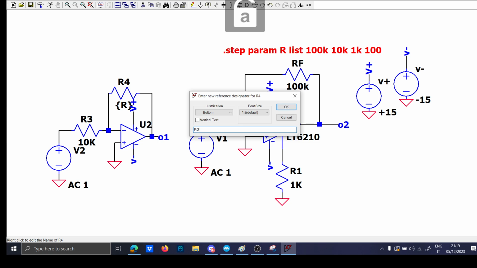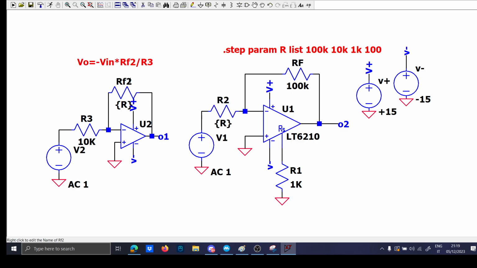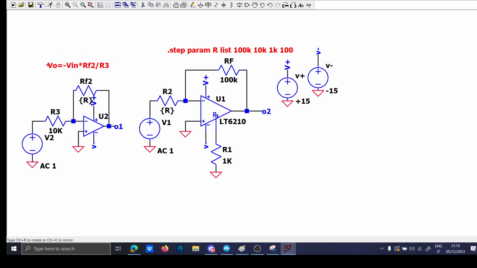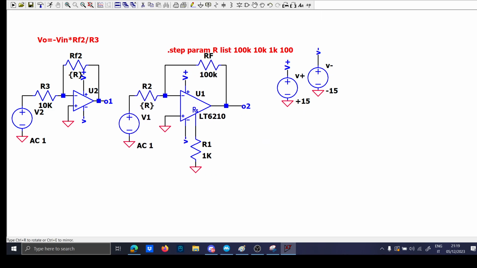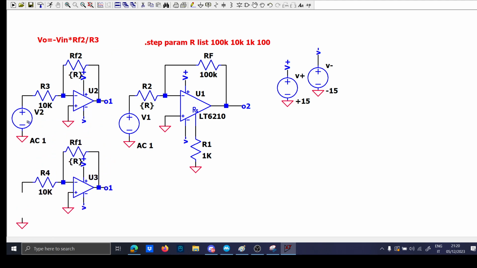And it is RF2. Now, as you may know, this equation is V naught equal to minus V in times RF2 over R3 in this case. So the gain is this resistor over this resistor here. Now, to study the bandwidth of this and to make you see that this op-amp will follow the open loop op-amp, just take this guy, and there is a little bit of a trick.